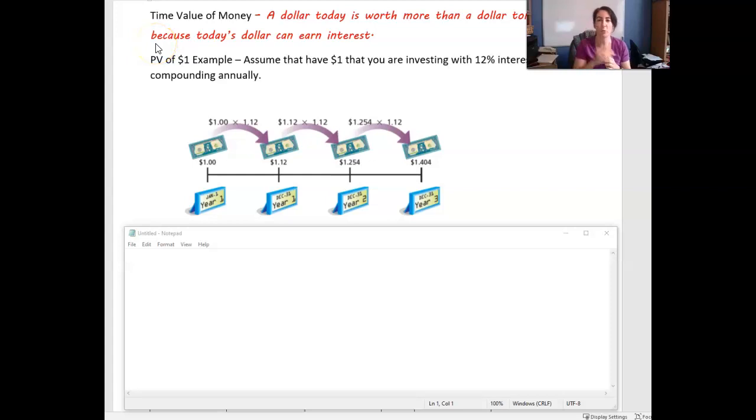All right, welcome back, part 2. Time value of money. Ooh, I'm in the way. There you go. $1 today is worth more than $1 tomorrow because today's dollar could earn interest.